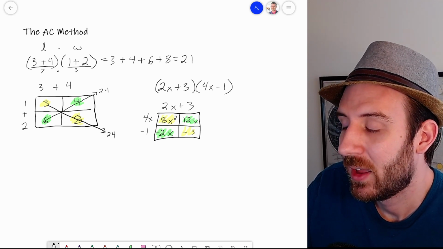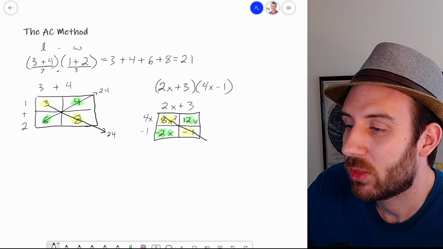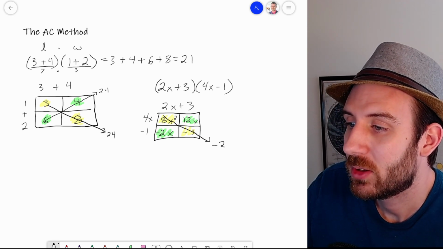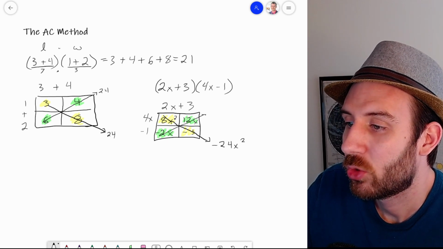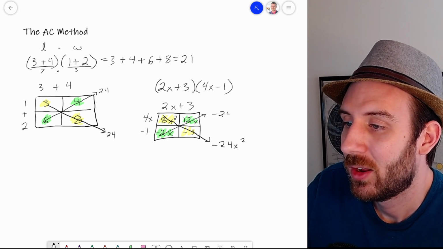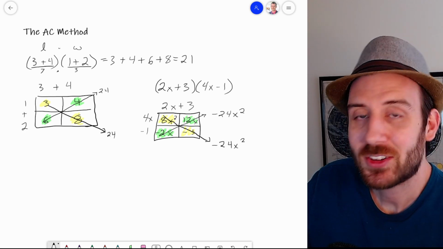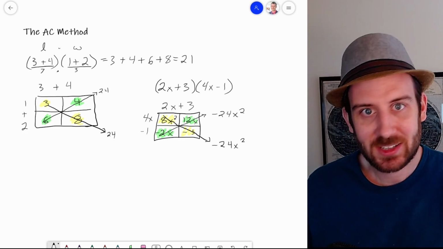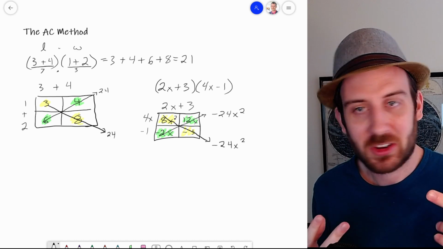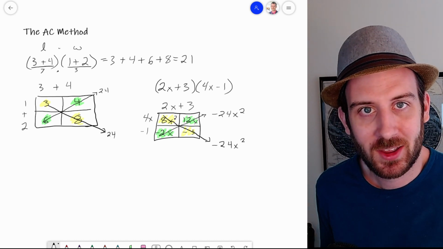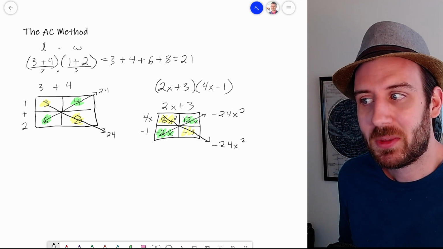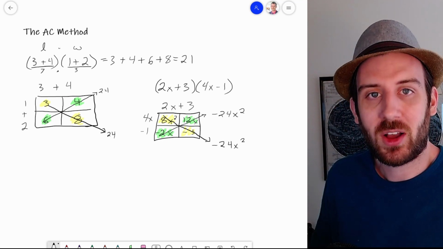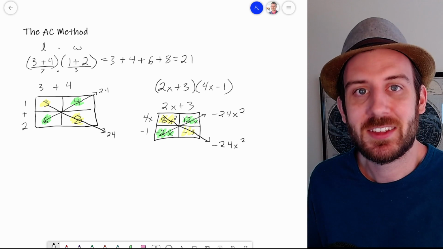And the same thing over here. 8x squared and negative 3 will multiply to negative 24x squared, and negative 2x times 12x will get me negative 24x squared. And that's going to happen with any two sets of two numbers that you choose, and however you want to reorganize them. Now, this is a beautiful pattern, but why is it of interest to us? Well, because it's going to allow us to do this process in reverse very, very easily.